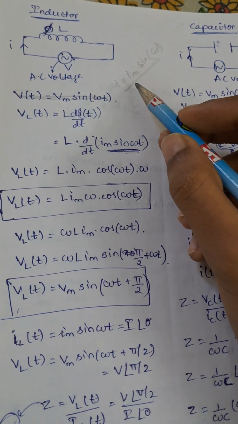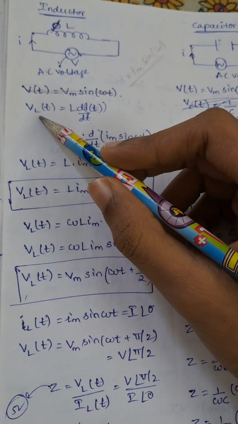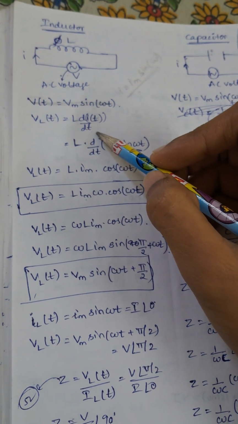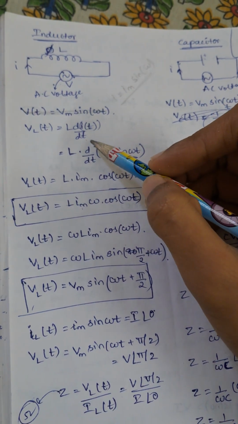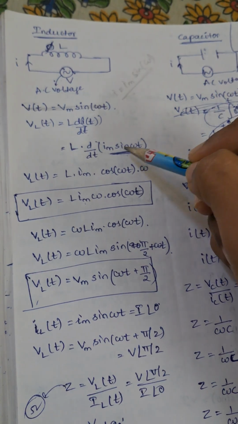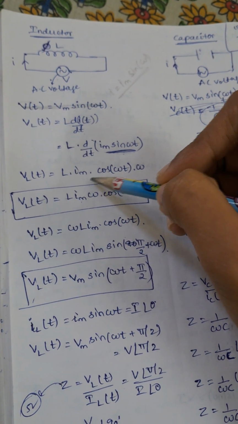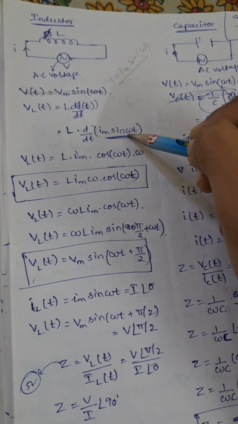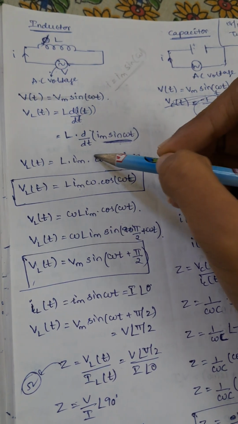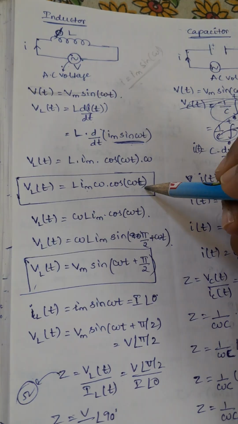This is the reference. Then VL of t will be, as we all know, the voltage across an inductor is L into di by dt, which we have learnt in unit 1. Now, L into d by dt of i, which is Im sin omega t. When you differentiate it, it will be L into Im into cos omega t. Omega comes out because the differentiation of omega t with respect to t is omega. So VL is L Im omega cos omega t.